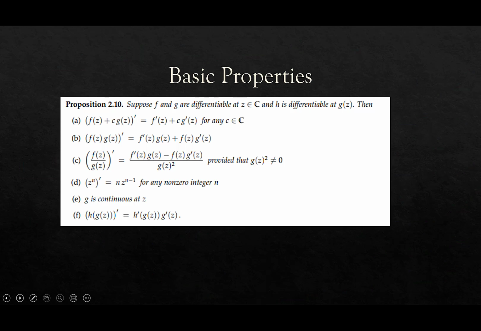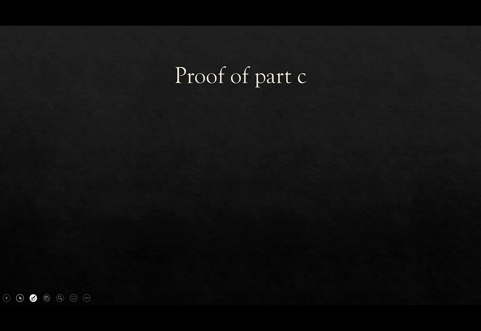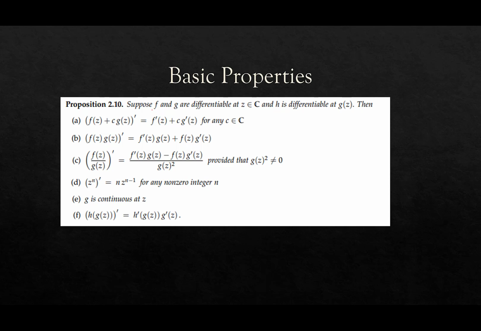Okay, so let's get into some basic properties of derivatives. Like in calculus, we have some really, really nice properties of derivatives, which we're going to talk about. So suppose f and g are differentiable at some point z and c, and suppose that h is differentiable at g of z. Okay, then we get the following. So the first rule says that if you take the derivative of f plus c times g, you can sort of distribute the derivative over that sum.